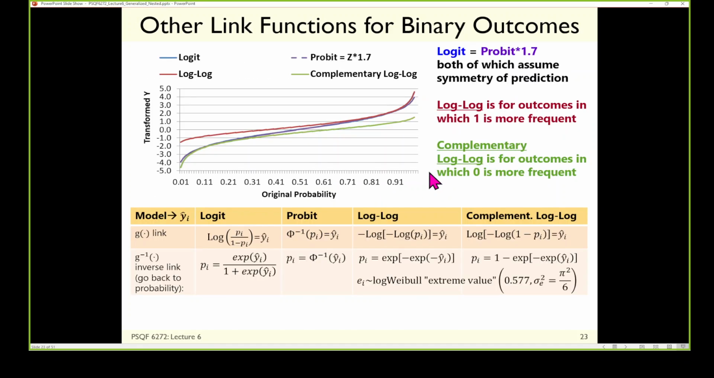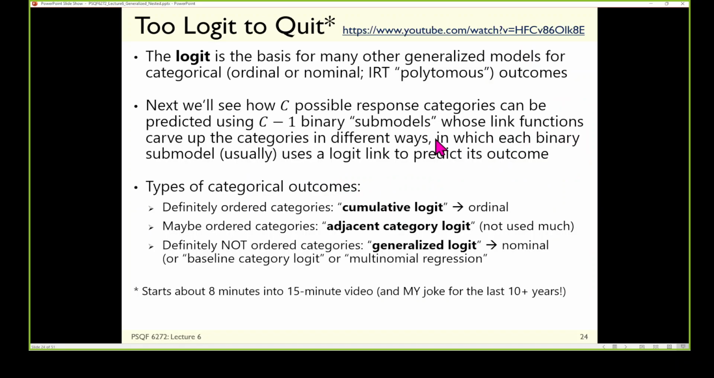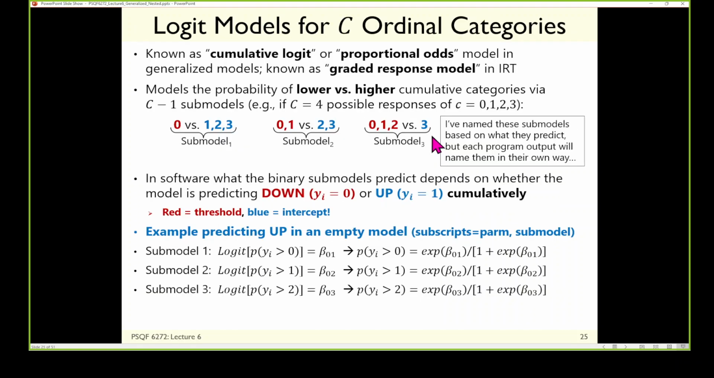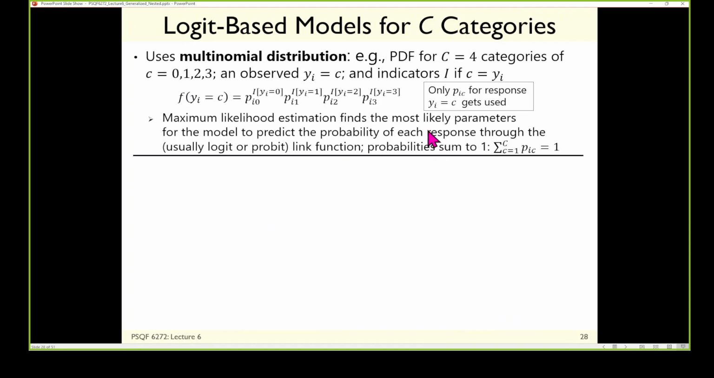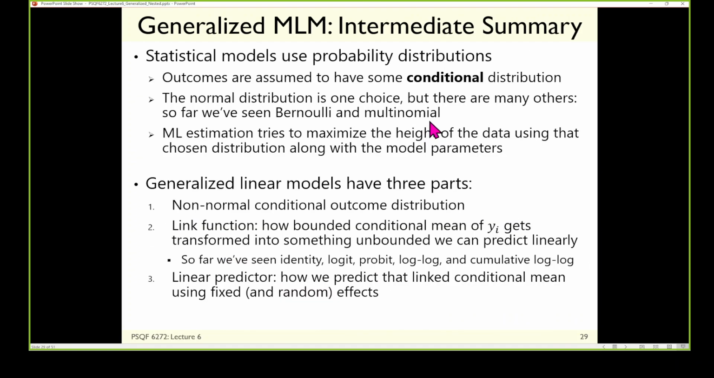All right, okay. I am going to skip this for right now. We're not doing logits, we're not doing ordinal yet, not yet. Okay, there. I wanted to get to the hard part.